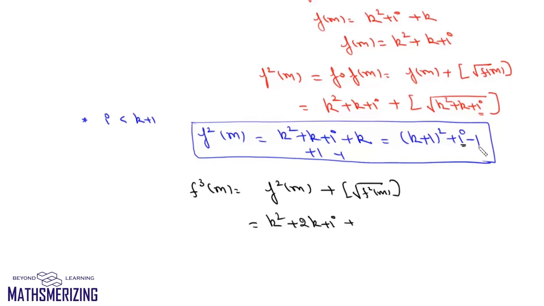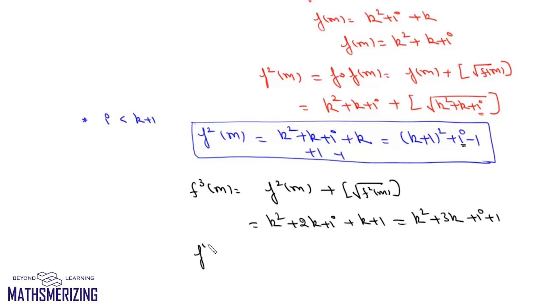Now if i is equal to 1, then this f square m is a perfect square, which satisfies our condition. And if i is greater than 1, then f square m is greater than (k plus 1) square. In that case, the greatest integer function of square root of f square m will be simply k plus 1. So we'll get this as k square plus 3k plus i plus 1.